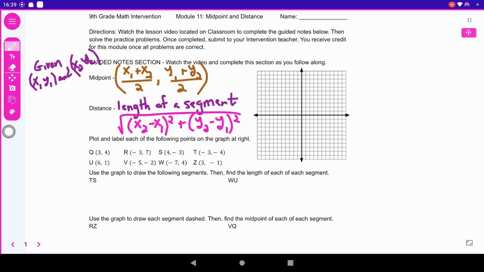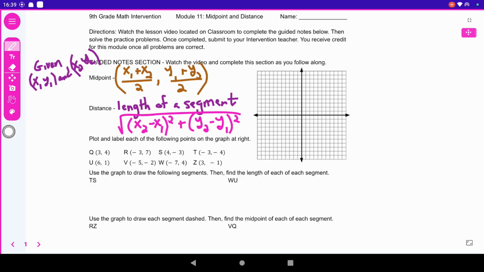And so the midpoint formula, we're going to add up the two x values and divide by 2 to find the middle of them. We're trying to find the point in the middle. And you're going to do the same thing with the y values. You're going to add them up and divide by 2. Now, the distance is the length of a segment. And so we use what's called the distance formula, the square root of x2 minus x1 quantity squared plus y2 minus y1 quantity squared.